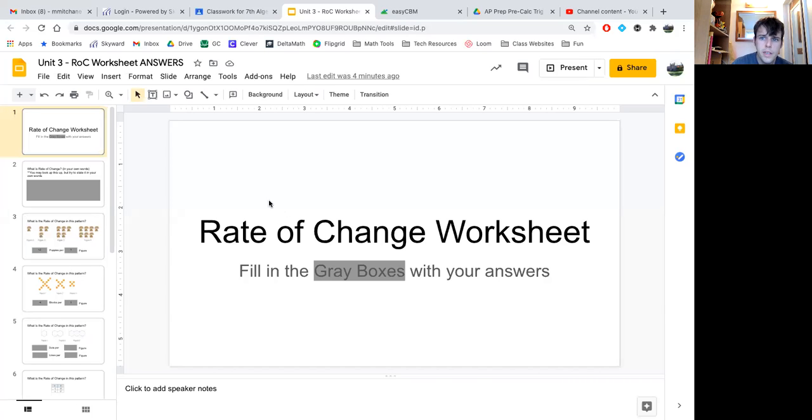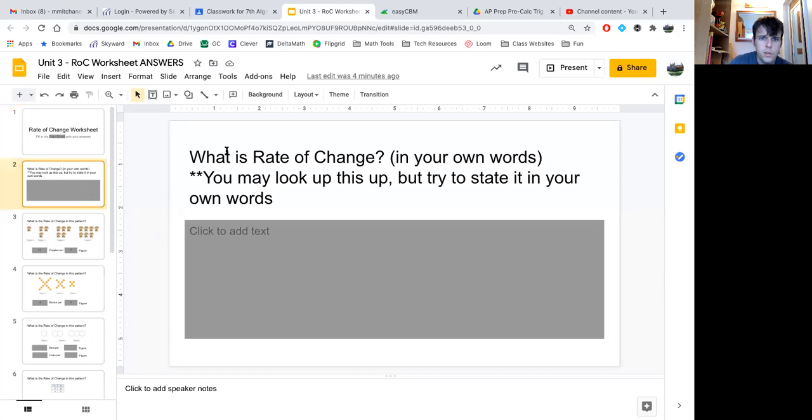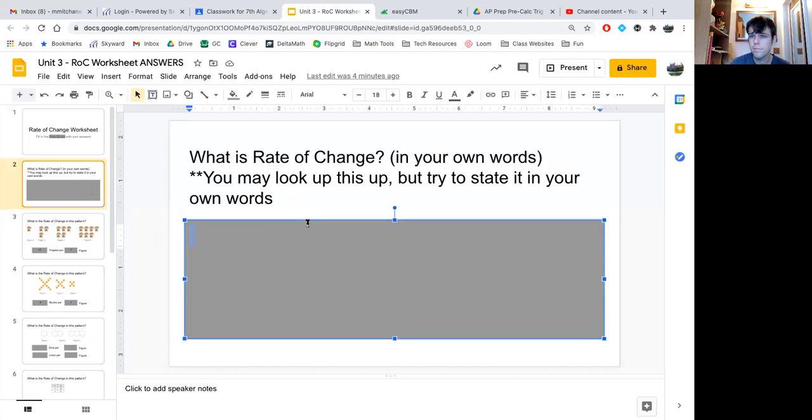All right, so I'm going to go ahead and go over the rate of change worksheet, kind of get the answers to this out there so that people who are having trouble with it can finish it. So what is rate of change in your own words? You can look this up. You can kind of figure out what it means, and the goal here is to try to put this in your own words. I'm not looking for a set right answer here. Obviously, I want something that's accurate, but it doesn't have to be the precise definition.